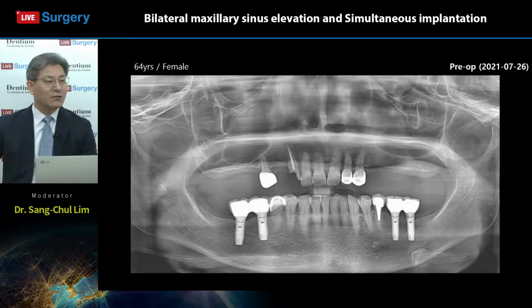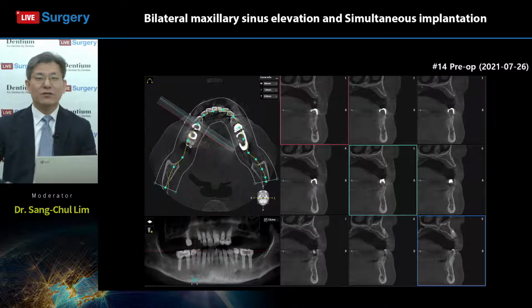So today, Dr. Chung is going to try a lateral approach on the right side of the sinus cavity, and a crestal approach with minimal implant installation on the left side of the sinus cavity of the patient. This patient has no medical problem, so minimally invasive surgery can be received.